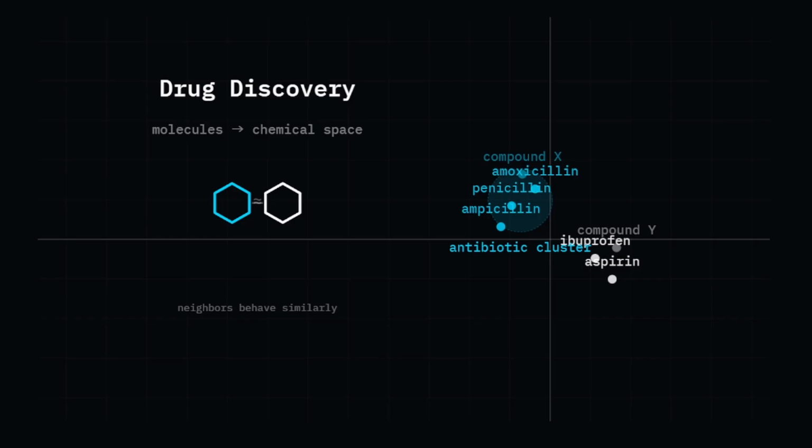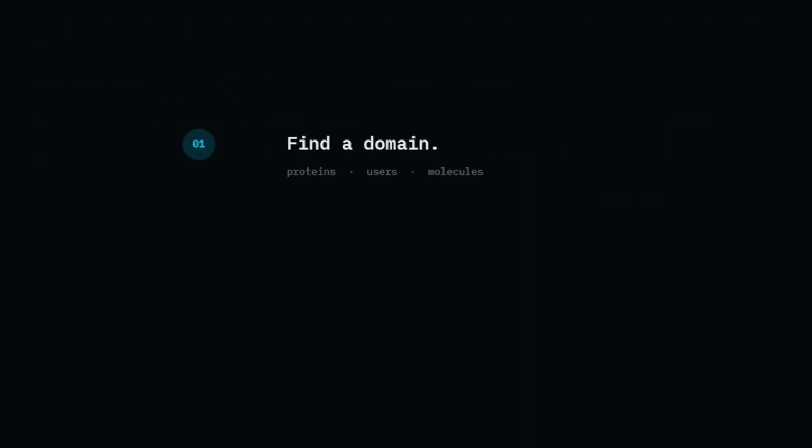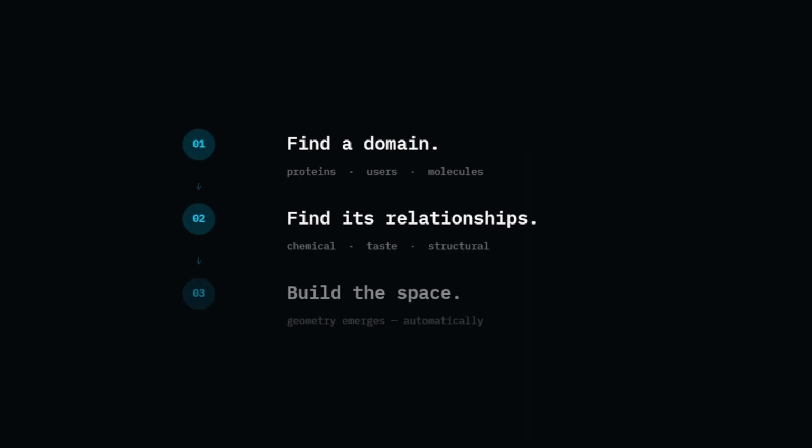The pattern is always the same. Find a domain. Find its relationships. Build a space where those relationships become geometry. And suddenly, math works on meaning.